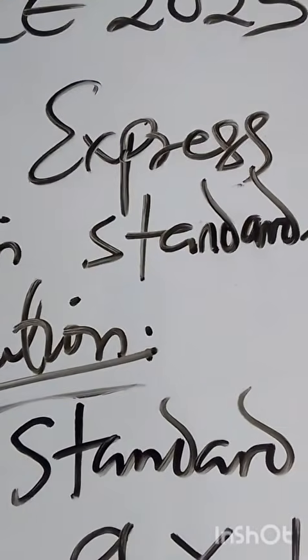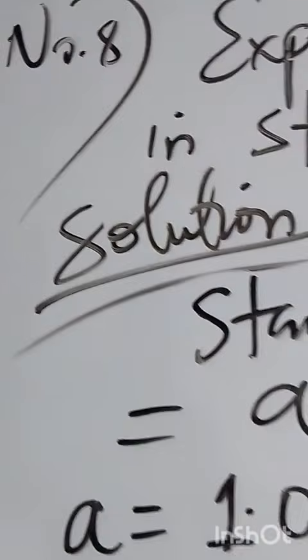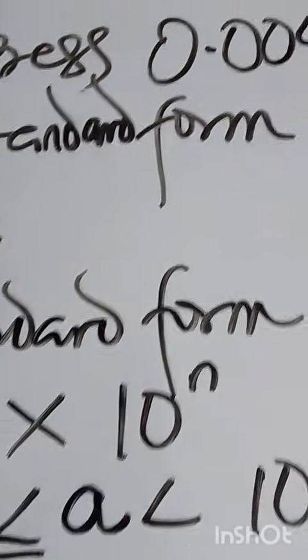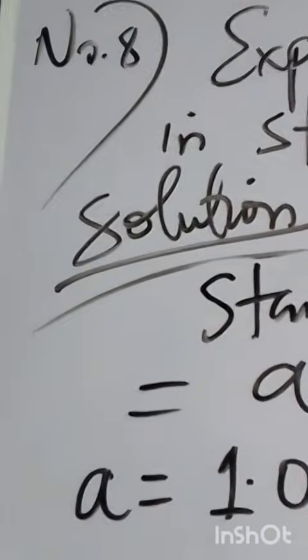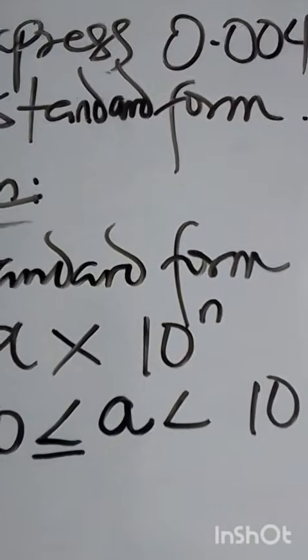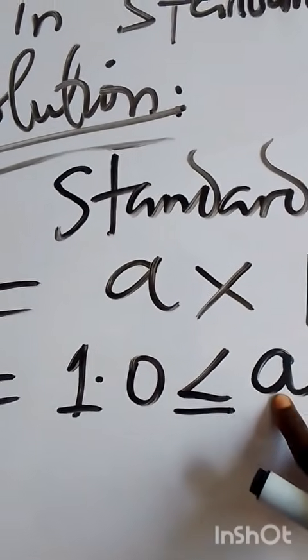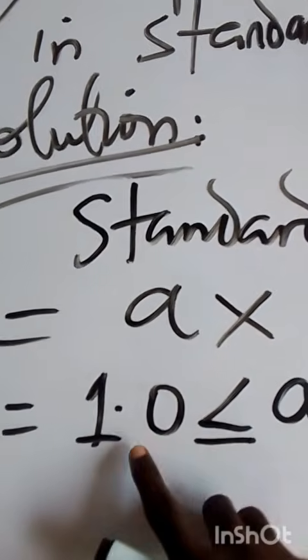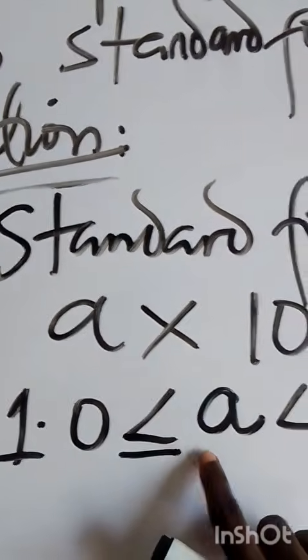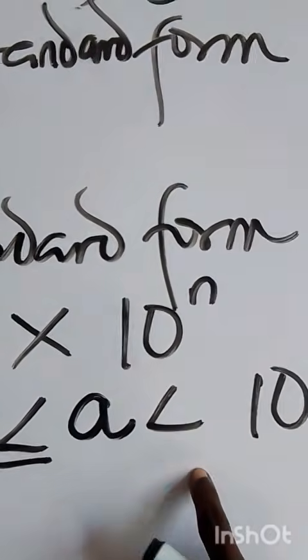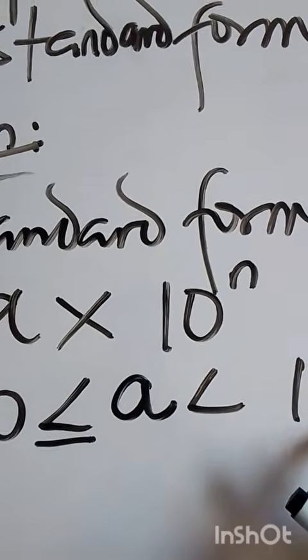First, what should a standard form look like? So standard form is equal to a times 10 raised to power n. I will tell you what a should be like, and I will tell you what n should be like. First of all, a should be a number, 1.0 is less than or equal to a, while a is less than what? 10. That is, a cannot be double digits.